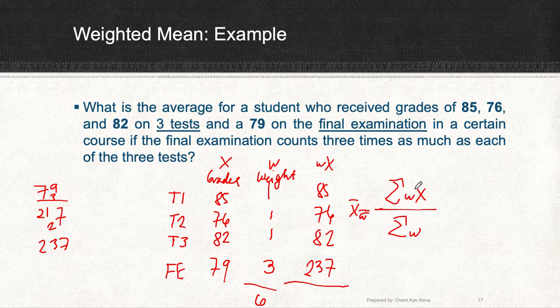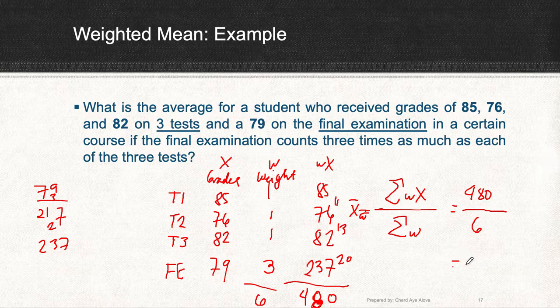So 85 plus 76 is 161, plus 82 is 243, plus 237 is 480. So that's the sum of all the products of W times X. And we're going to divide it by 6.